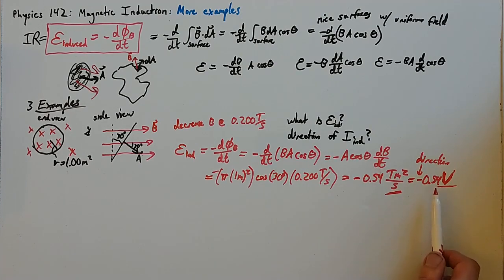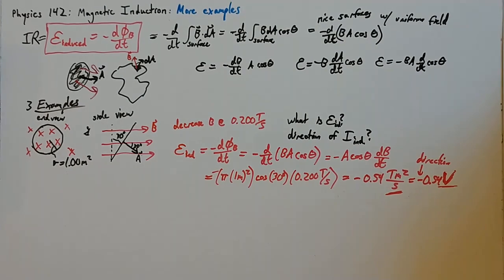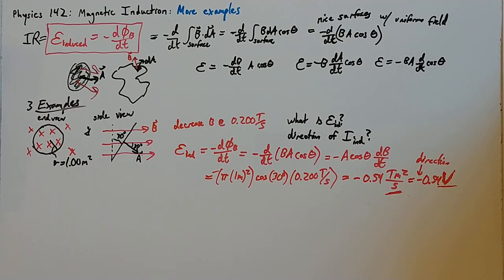We have the magnitude, but what do we mean by this minus sign? What are we doing with that direction? What is the direction of the induced current? Well, how are we going to figure that out? We know from Lenz's law that the current needs to oppose the change. It needs to induce a magnetic field that opposes the change.